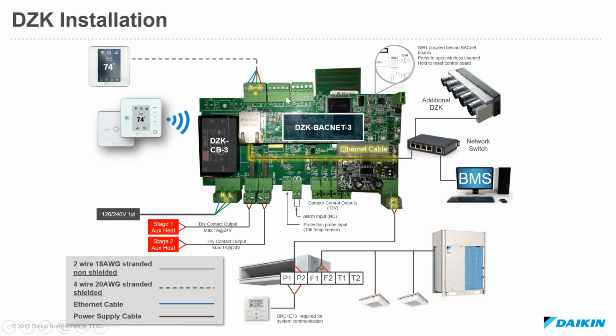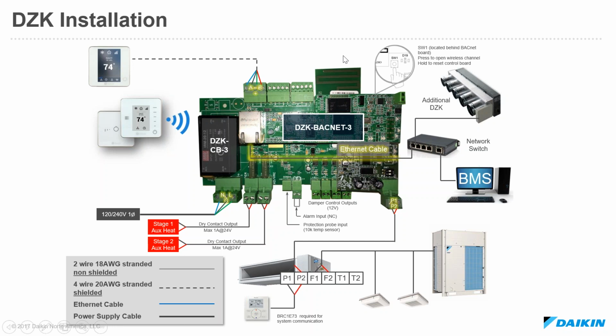In this case, you see 3 different connections. Each of these connections can handle up to 2 different wired thermostats. So the maximum possible zones we have on DZK today is 6. We could wire 2 thermostats back to each of those landing points.